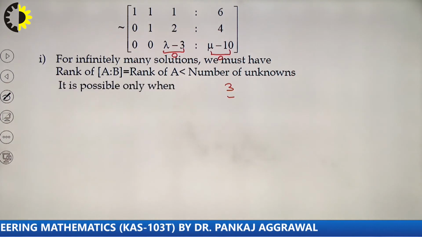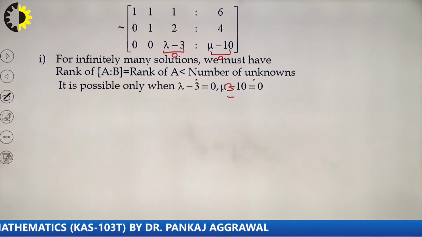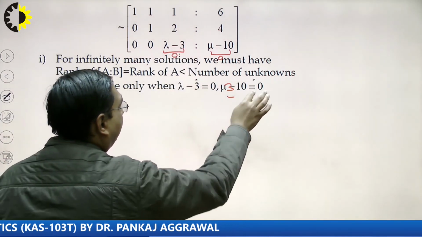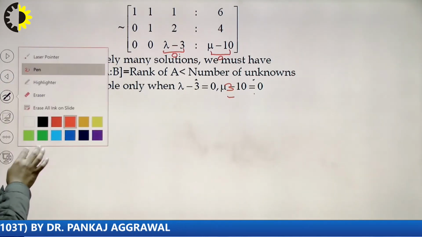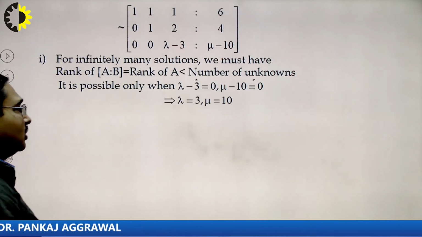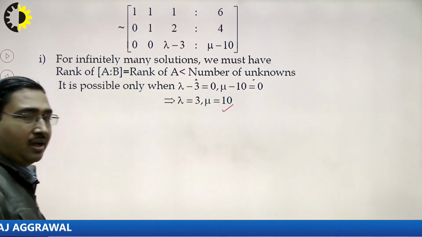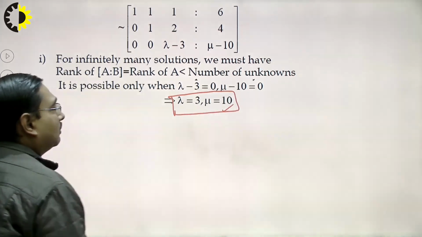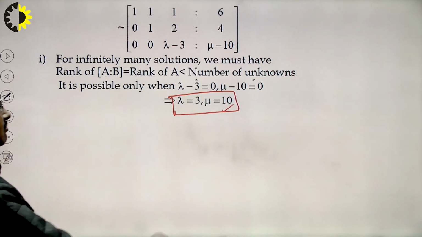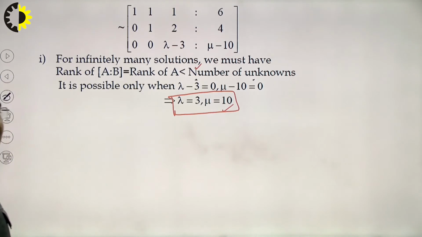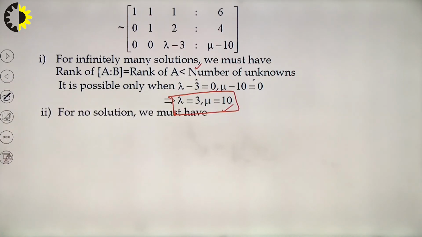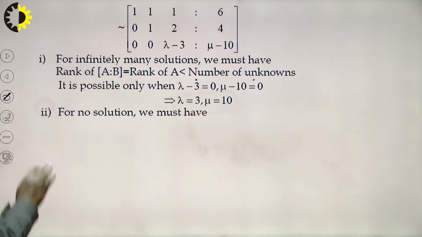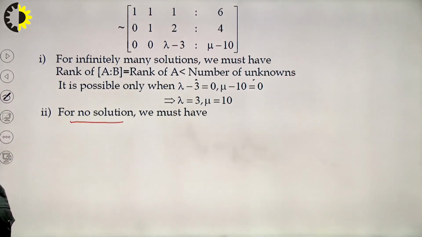It is possible only when lambda minus 3 is 0 and mu minus 10 is 0. It means lambda equals 3, mu equals 10. Thus, if lambda equals 3 and mu equals 10, then this system will have infinitely many solutions. Now we move towards the second part. In the second part, we are to find the values of lambda and mu for which this system has no solution.